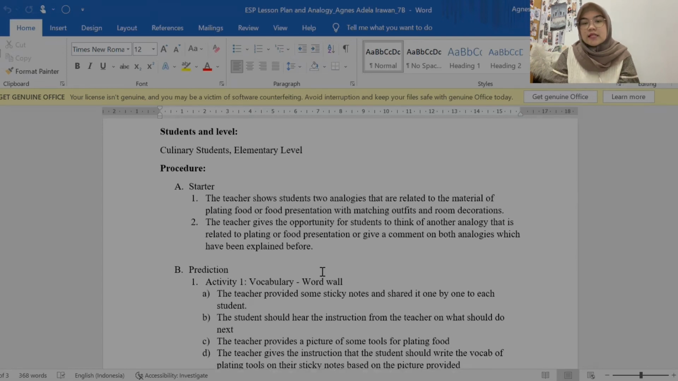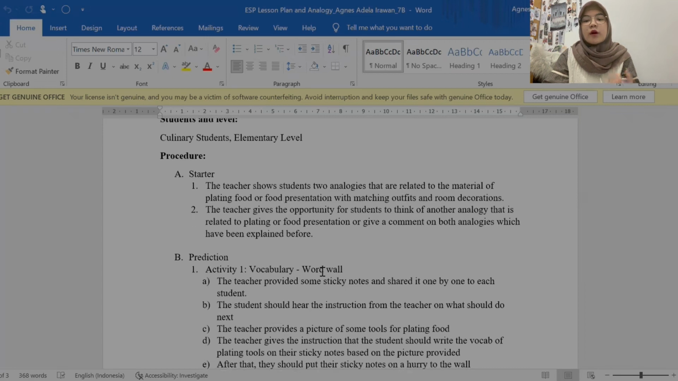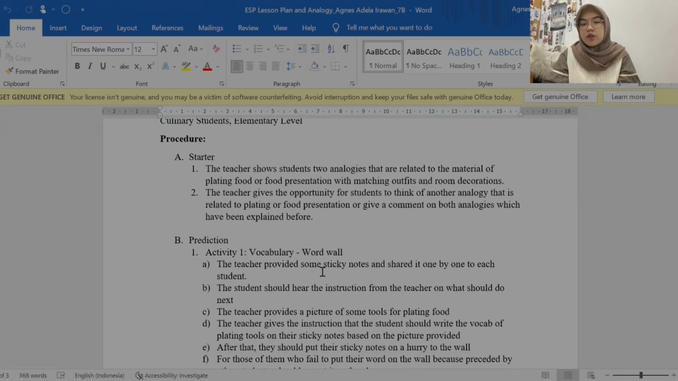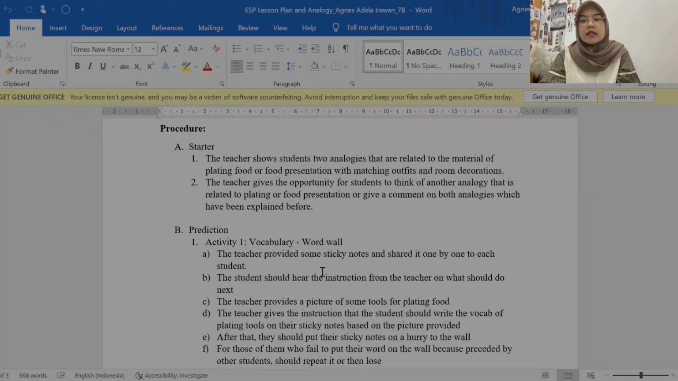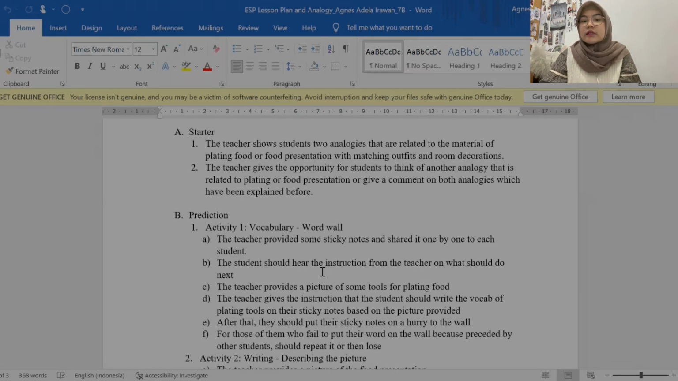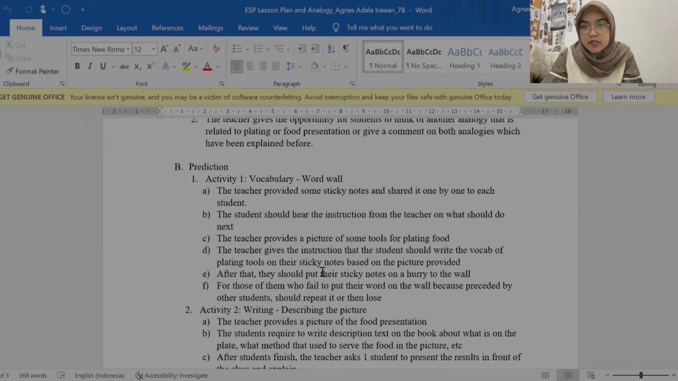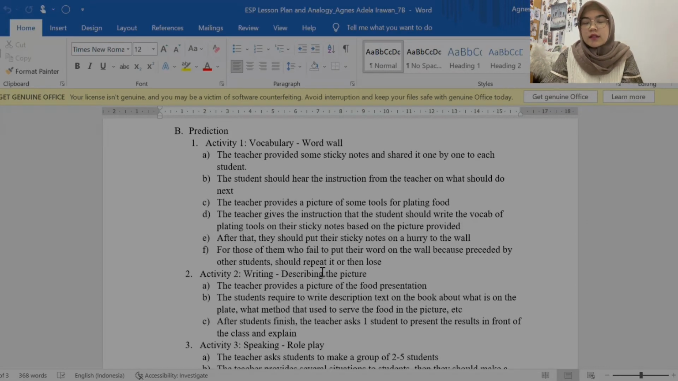First is the starter. In the starter, the teacher shows the students the two analogies that are related to the material of plating food or food presentation, with matching outfits and room decorations. And then the teacher gives the opportunity to students to think of another analogy that is related to plating food or food presentation, or students can just give a comment on both analogies that have been explained before. And then there is the main activity, which contains three activities. The first activity is vocabulary.